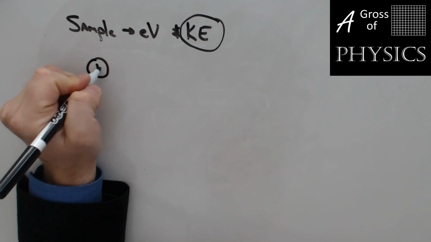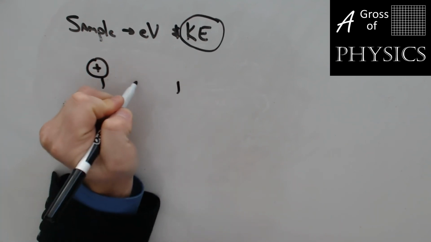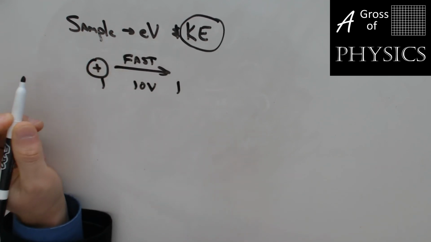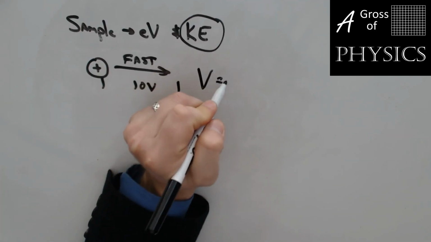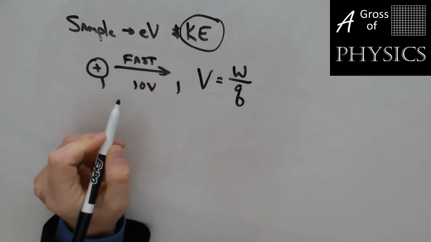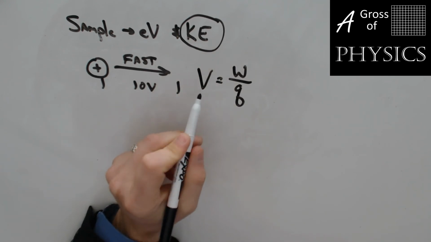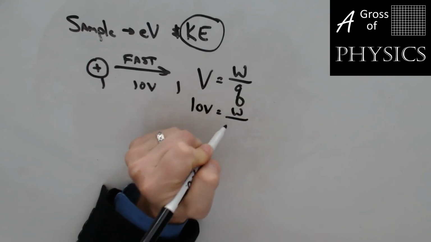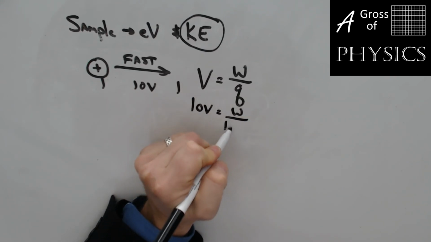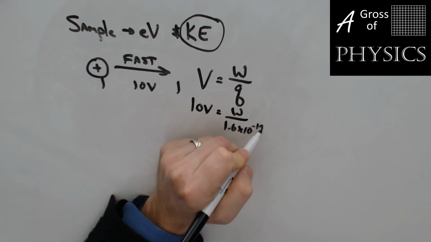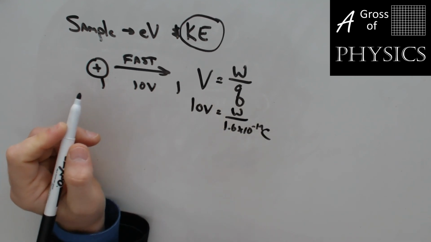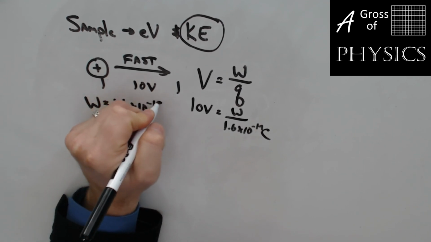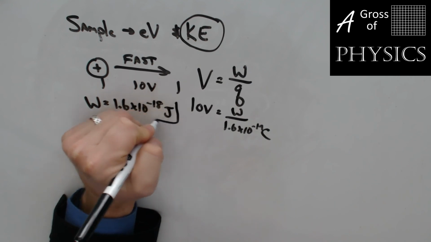All right, so for this we're going to place a proton in a potential difference of 10 volts, and we want to see how fast it's going to move. Now, the proton is going to be affected by that potential, and it's going to move. So the potential is 10 volts. The work is what we're looking for, and the Q is, for a proton, 1.6 times 10 to the negative 19 coulombs. If we multiply, we should get the work to be 1.6 times 10 to the negative 18 joules.